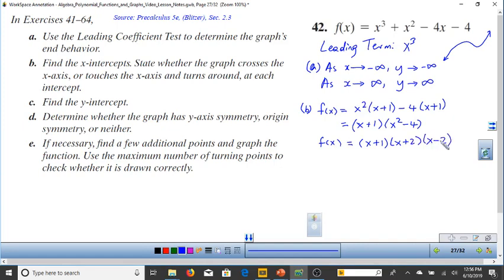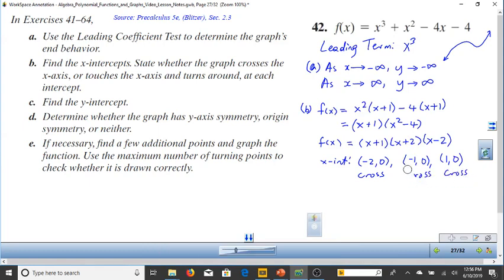And so we can then say our x-intercepts occur at the points (-2, 0), (-1, 0), and (1, 0). And the graph is going to cross at each of those places because when factored, all the factors are linear factors. There's no exponent other than 1 for each factor. So there we have that.